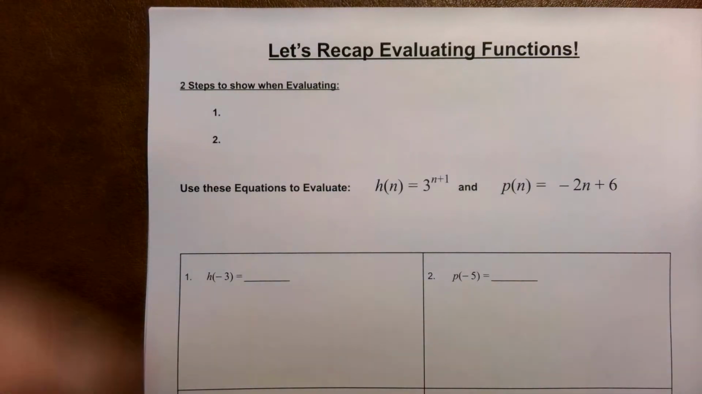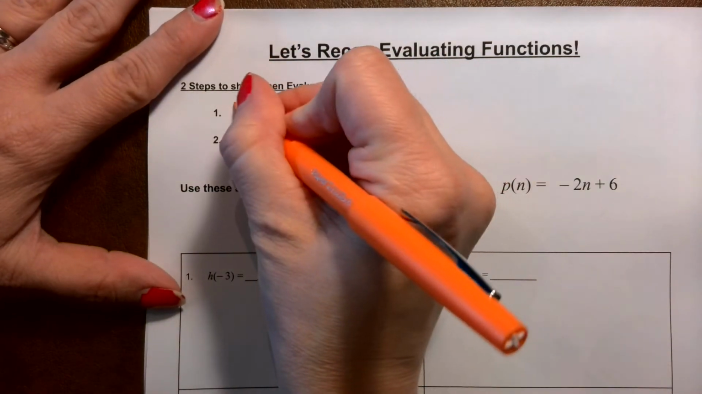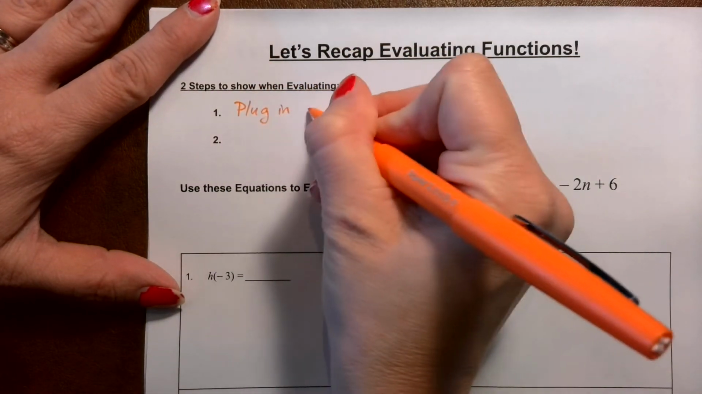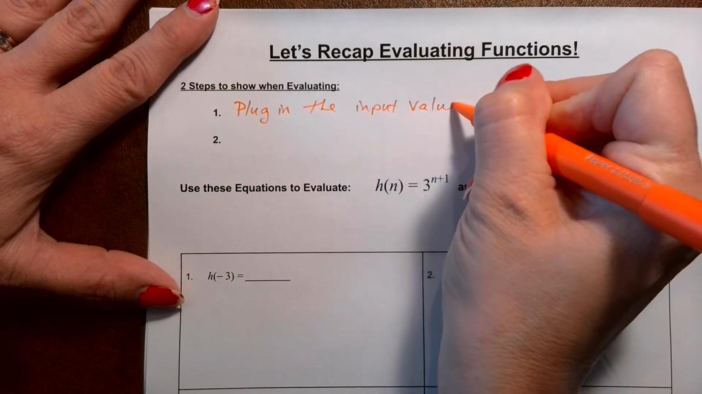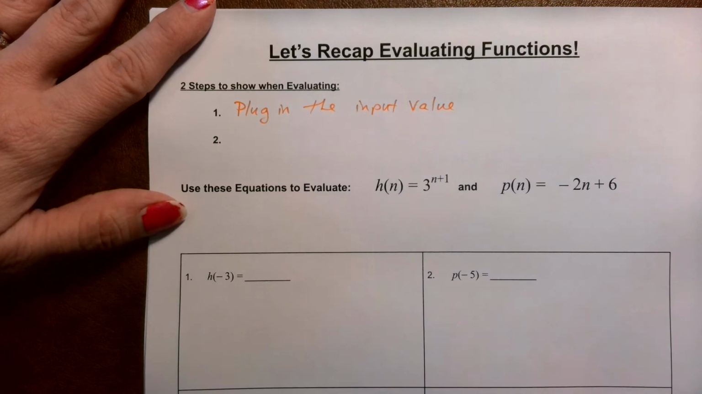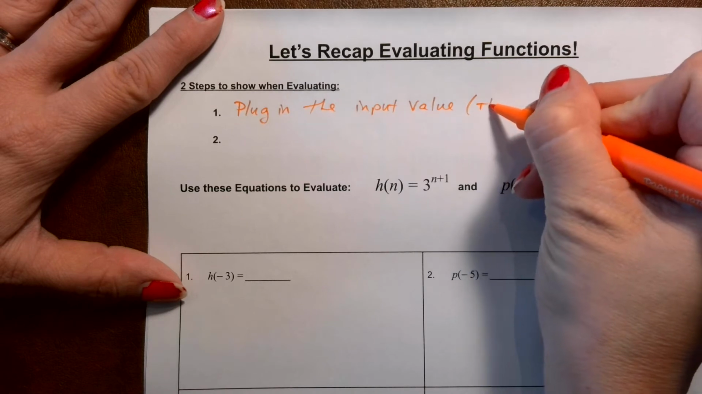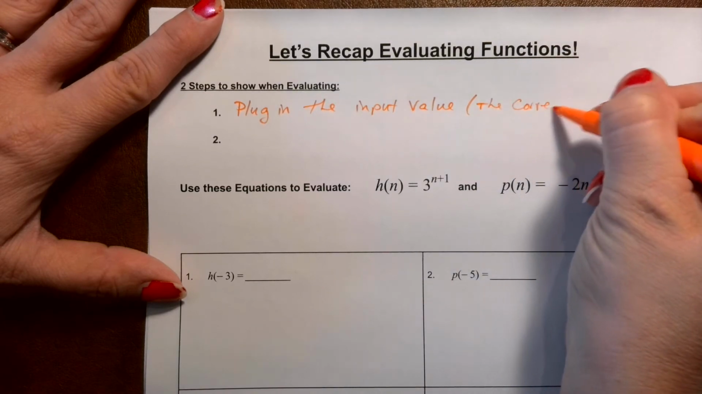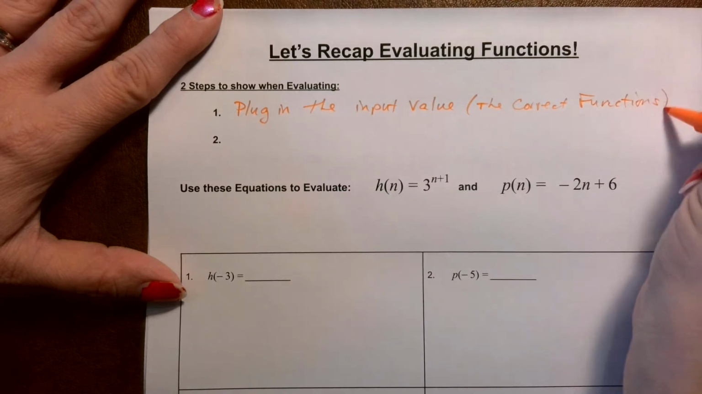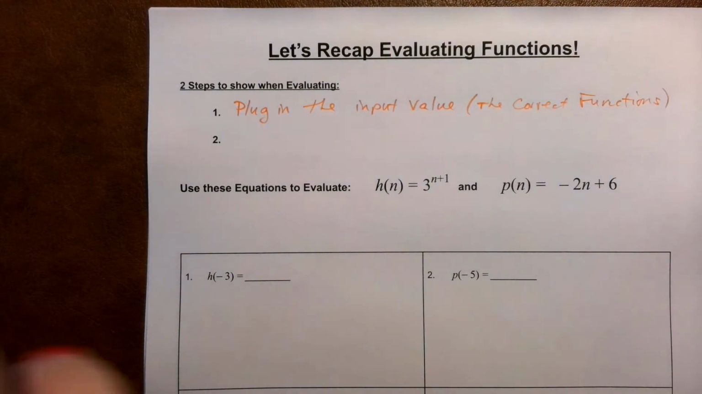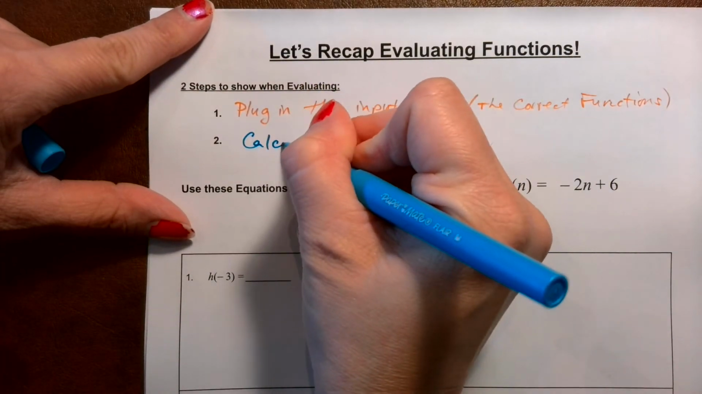Okay, so first of all, there's two steps you should always show when you're evaluating. Number one, you're going to plug in the input. Whatever input value they want you to plug in, you're going to plug that in, and then you have to plug it in the correct function. So there might be two functions. We have to make sure that we're using the correct one.